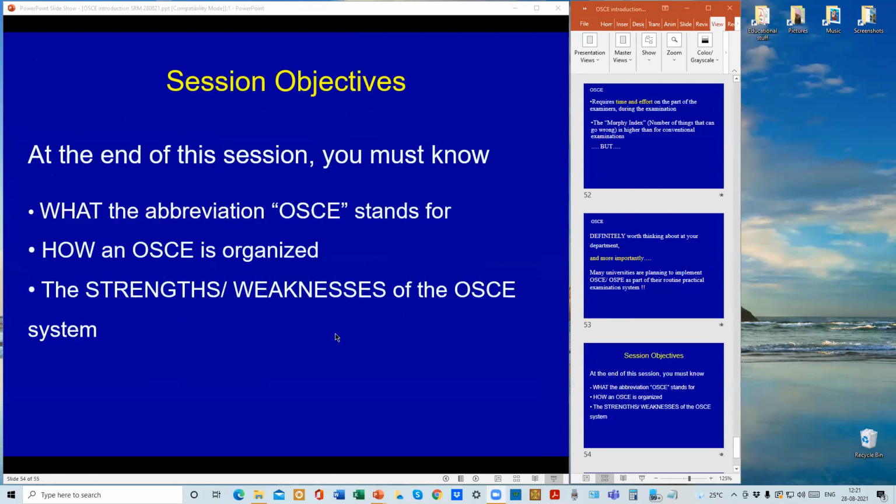That's it, ladies and gentlemen. I've come to the end. This was the objective of the session. At the end of this session, I had hoped that all of you would be able to know, of course, the full meaning of the term OSCE, but more importantly, what exactly it is and how it is organized, and perhaps the strengths and weaknesses of the system.